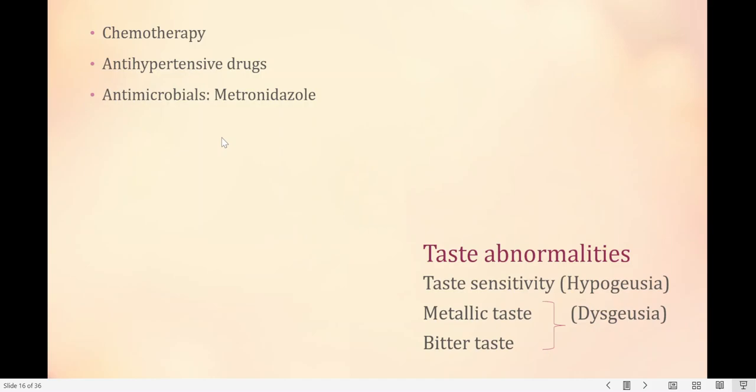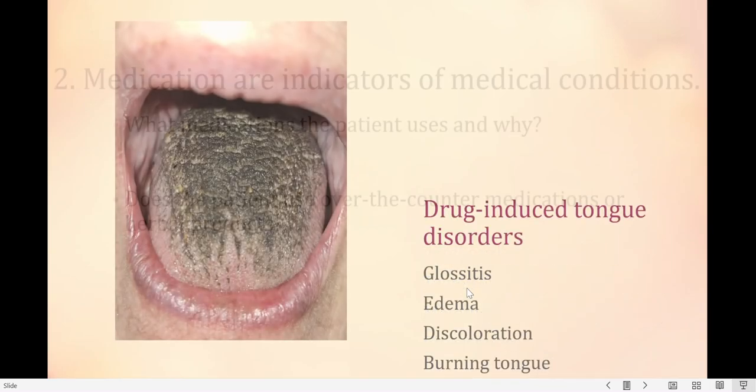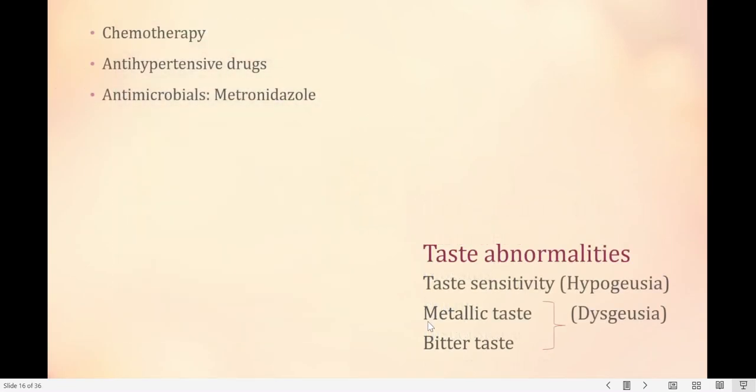Now, another oral side effect is taste abnormalities, which can be in the form of reducing the taste sensitivity, also called hypogeusia. And we have also abnormal taste, which could be either metallic taste or bitter taste. This is called dysgeusia. We have many drugs that cause taste abnormalities, chemotherapeutic agents, antihypertensive drugs, and antimicrobials, like, for example, the antibiotic that we sometimes prescribe to our patients, which is called metronidazole.